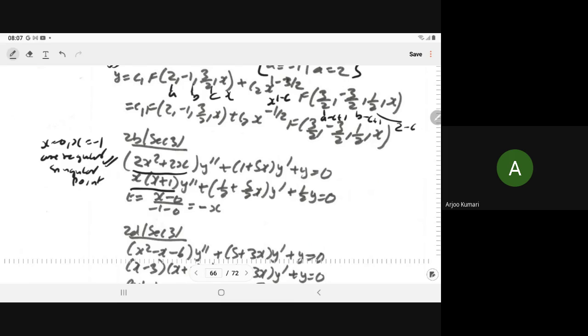Now you have to determine the solution near x is equal to 0. When we have to compute the solution near x is equal to 0, we have to take the substitution t is equal to x minus a upon b minus a. So here we have taken the substitution x minus 0 upon minus 1 minus 0. That will be t is equal to minus x.